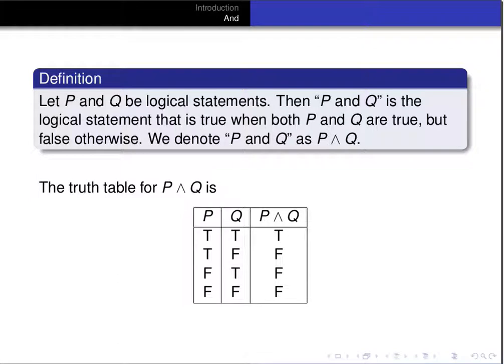So here's the truth table for P and Q, and it just reflects the definition above. So if P and Q are both true, then P and Q is true. But in all other cases, P and Q is false. P and Q is false if Q is false. P and Q is false if P is false. And P and Q is false if both P and Q are false. So P and Q is only true when both P and Q are true.